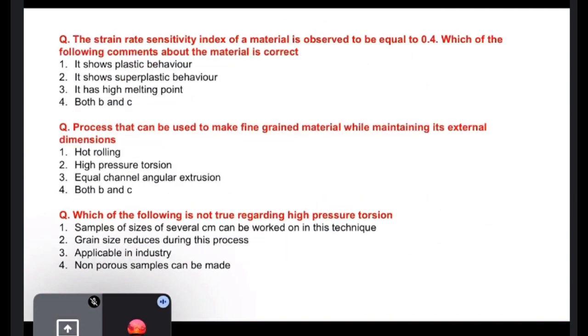Next question. The strain rate sensitivity index of a material is observed to be equal to 0.4. Which of the following comments about the material is correct? It shows plastic behavior, it shows superplastic behavior, it has high melting point, or both B and C. Which of the statement is correct? If you have a strain rate sensitivity, this is a symbol, and that is equal to 0.4, then which of the option is correct?